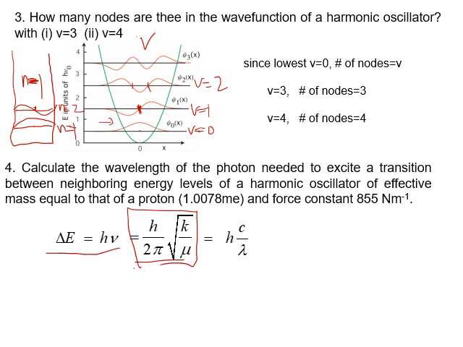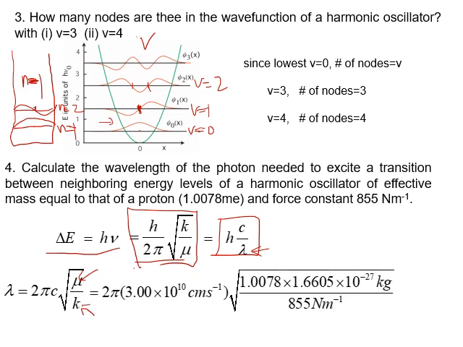And if the molecule absorbs the photon, the photon energy has to match this one, so it's h times c divided by the wavelength. That's the wavelength of the photon. So using this equation, modify it, we can calculate the photon wavelength. All right, and the effective mass is given, the force constant is given, so we can calculate the wavelength.